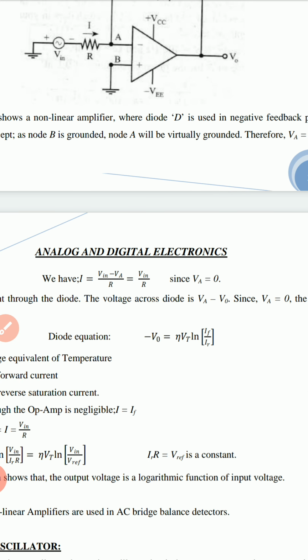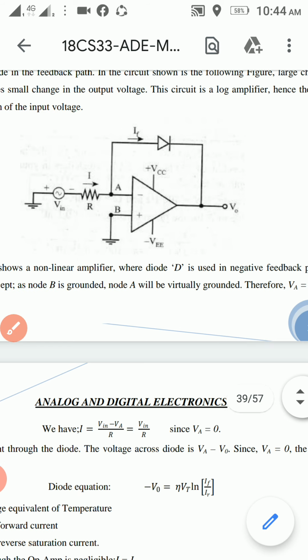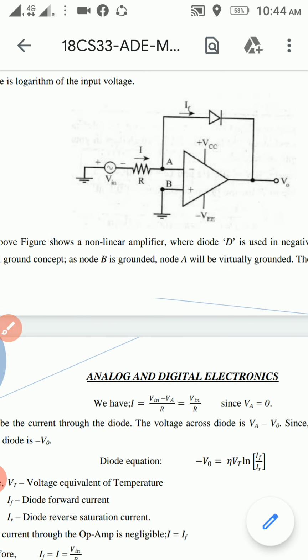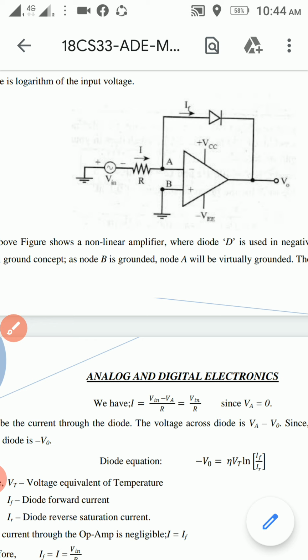So again we have to remember the diode equation, minus V naught is equal to this formula, once we find the voltage across the diode. So what is the voltage across the diode on the output side? This is V naught, so it is VA minus V naught, right? The voltage across this diode is VA minus V naught. But VA is virtually grounded, so VA is equal to 0. So what is left is minus V naught, that is your output voltage, or the voltage across this diode is minus V naught. That you should remember.